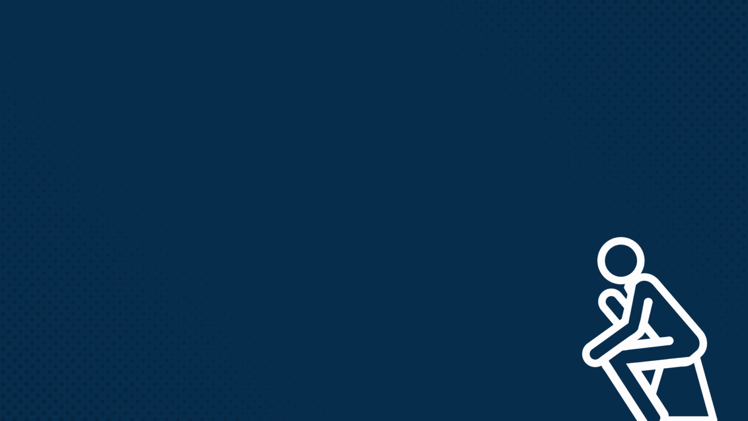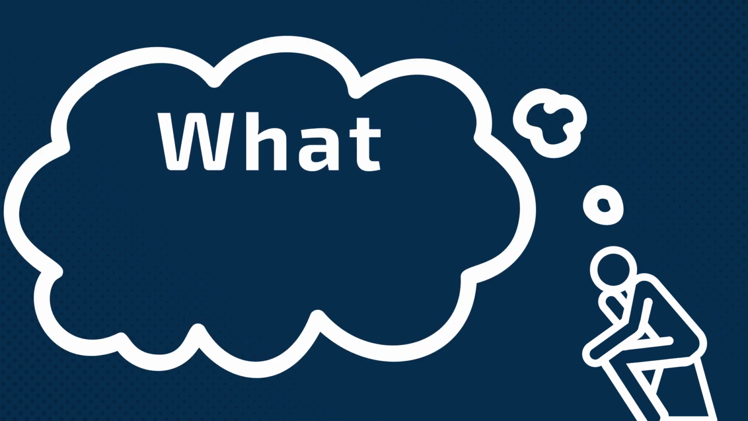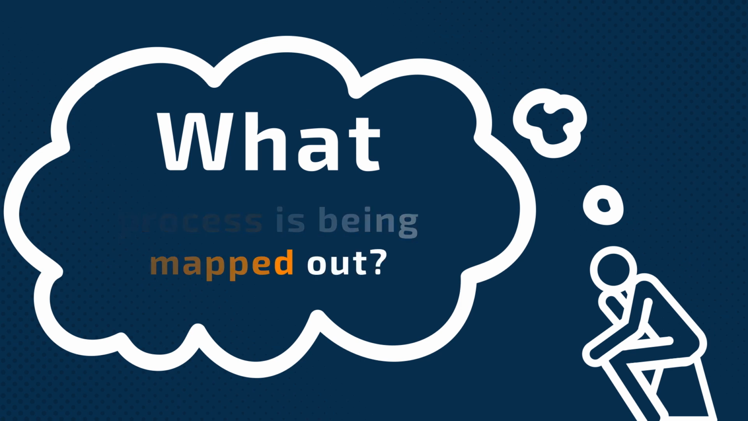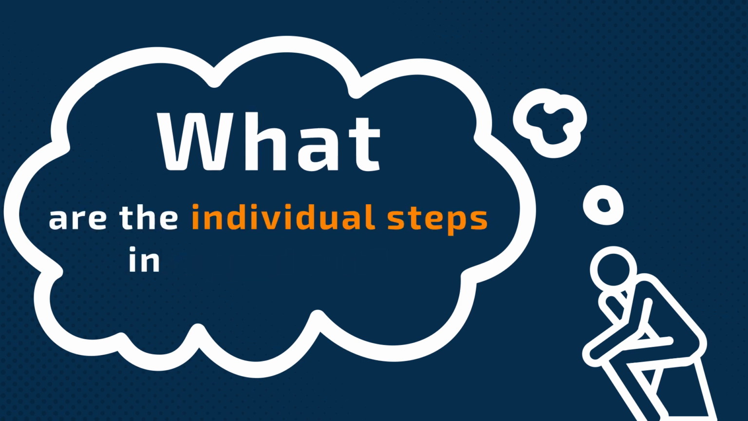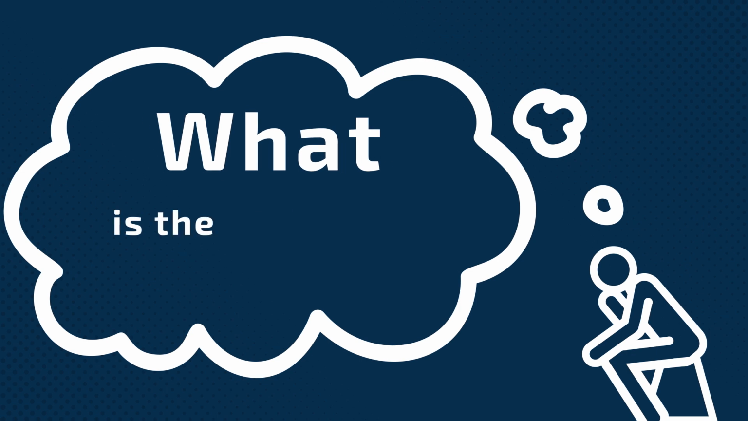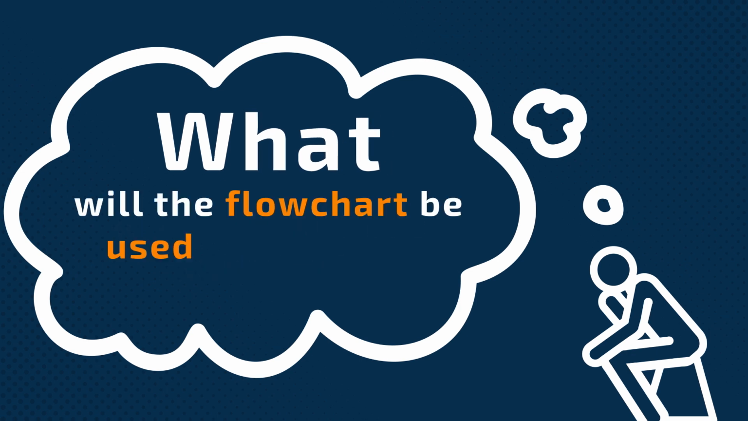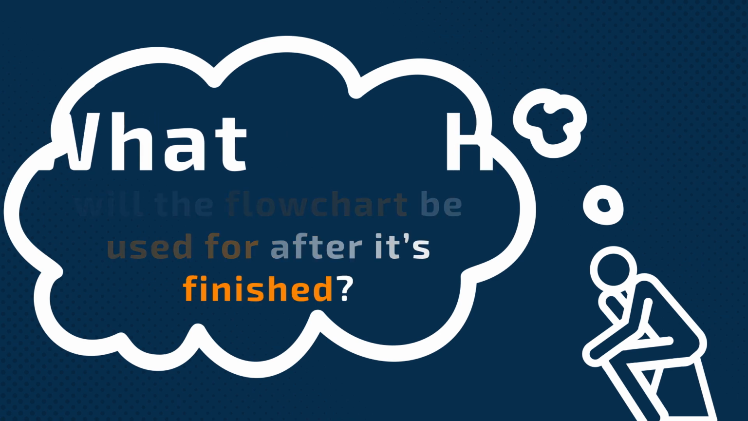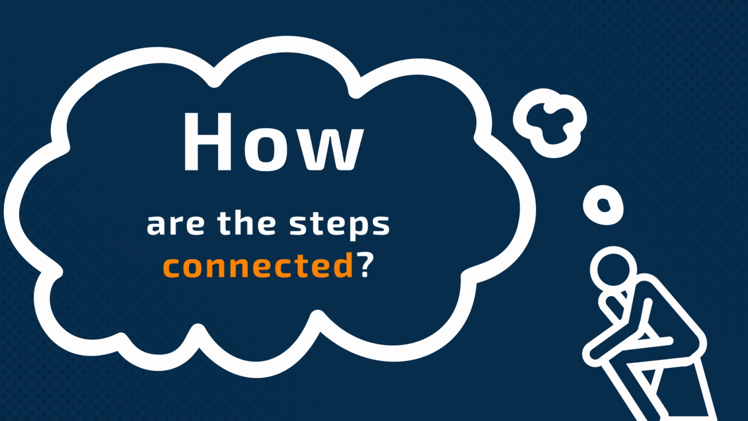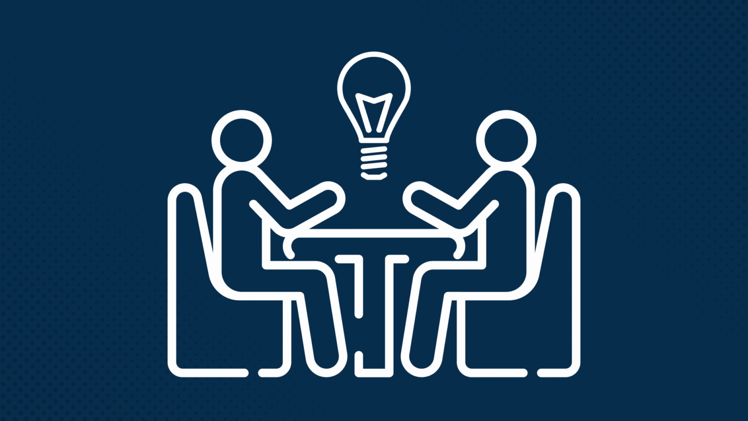Some useful questions to ask yourself to get an understanding of your flowchart could be: what process is being mapped out? What are the individual steps in the process? What is the goal of the flowchart? What will the flowchart be used for after it's finished? How are the steps connected? Once you and all other stakeholders involved understand why the flowchart is being made, you can begin creating it.